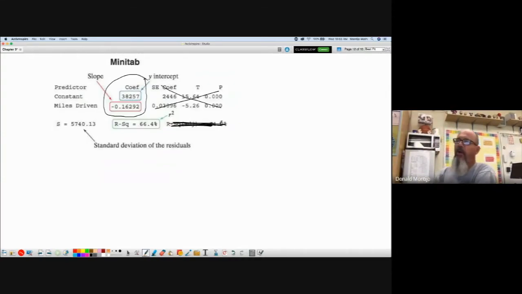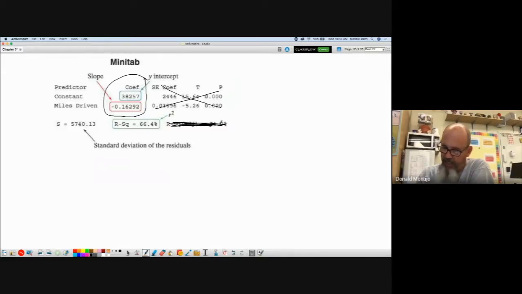We'll never need the R squared adjusted. At the end of this book, we will go back and look at this standard error of the coefficient, the T and the P. But as of now, these are the only things that are important. So this Minitab printout is giving us the equation of the line.